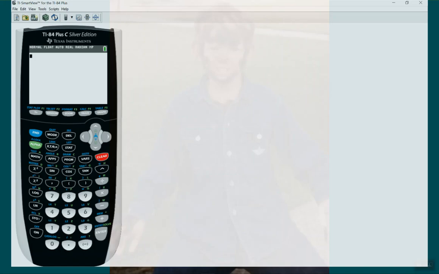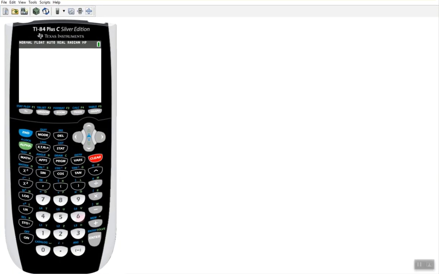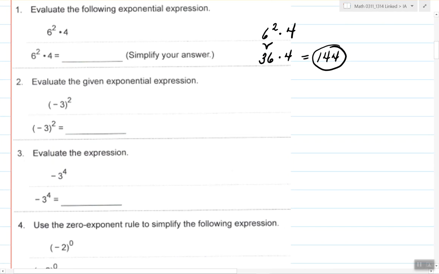If you had 6 squared, the x squared key is right over here, and it is times 4, and press enter. That is a quick way to get 144. All right. The next one asks me to evaluate the base -3 to the second power. Because that base -3 is in parentheses, it is -3 times -3, which is +9.